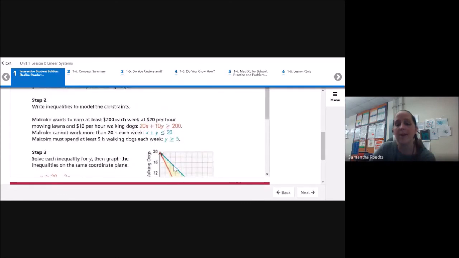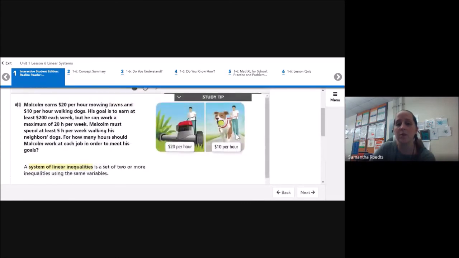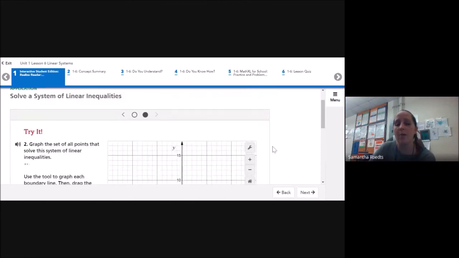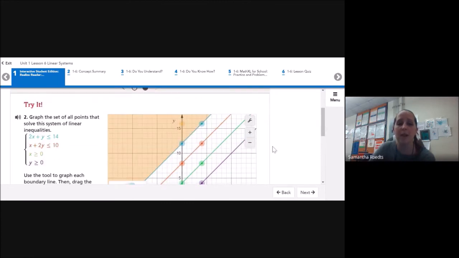Okay, so anywhere inside that yellow is going to be a solution. All right, let's try a problem out. I want to graph the set of all points that solve this system of linear inequalities. So the first thing I have is 2x plus y is less than or equal to 14.